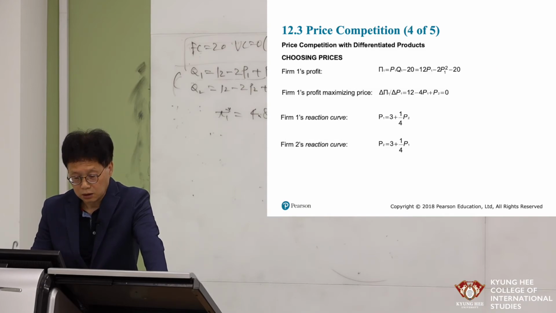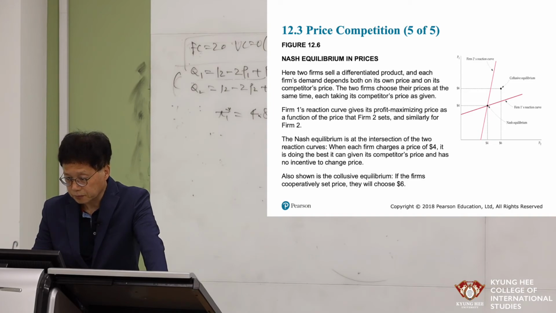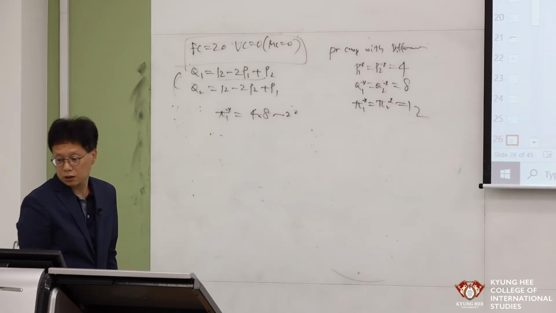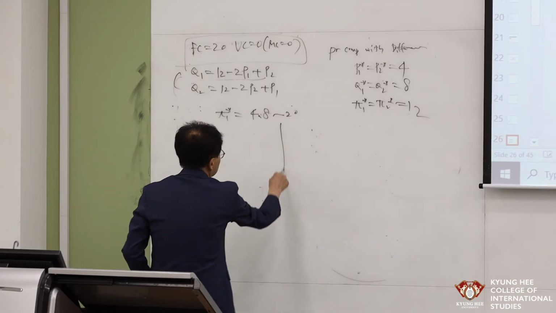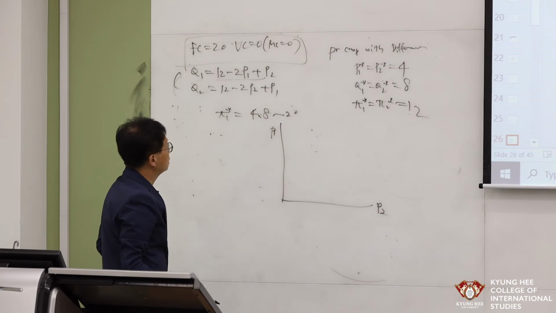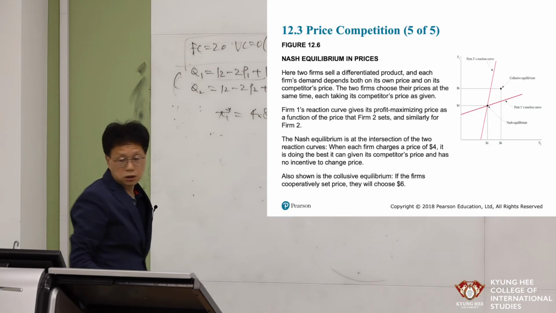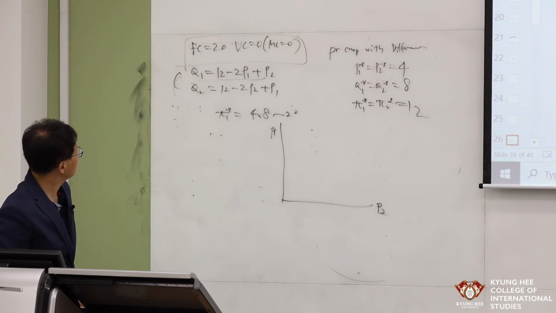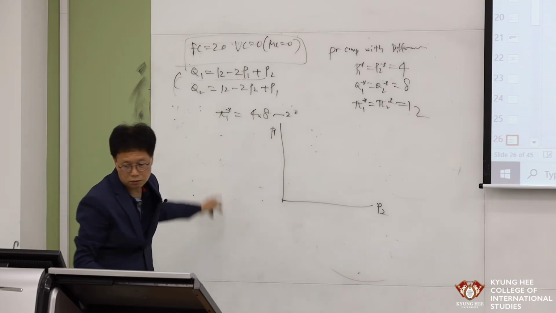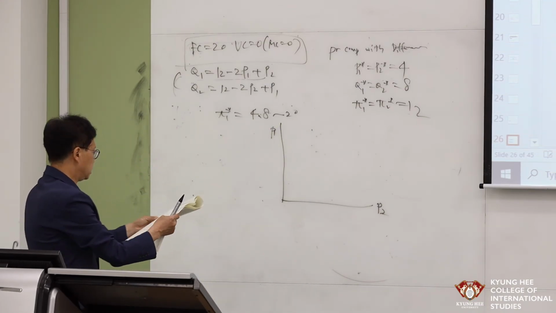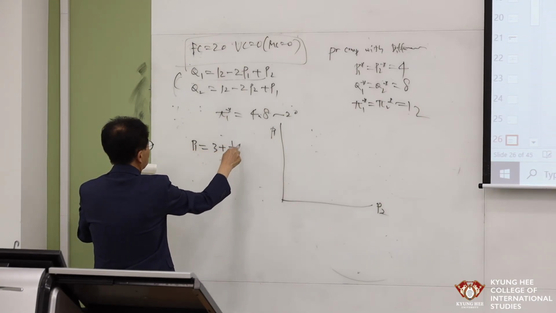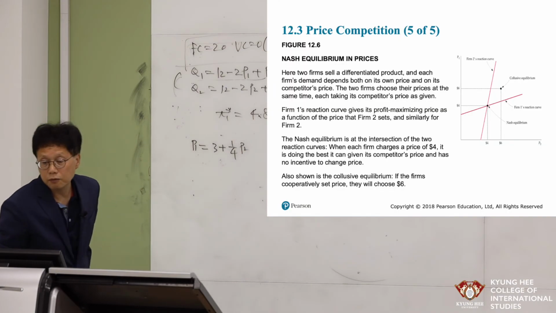Okay? Now we go to the next section, Nash equilibrium in price in graphs. Right? So this one, we draw in this graph. That is P1. That is P2. Then from here, firm 1's reaction curve. I erased it already. What is firm 1's reaction curve? I forgot. Firm 1's reaction curve is P1 is equal to 3 plus one-fourth P2. Right? That is firm 1's reaction curve.